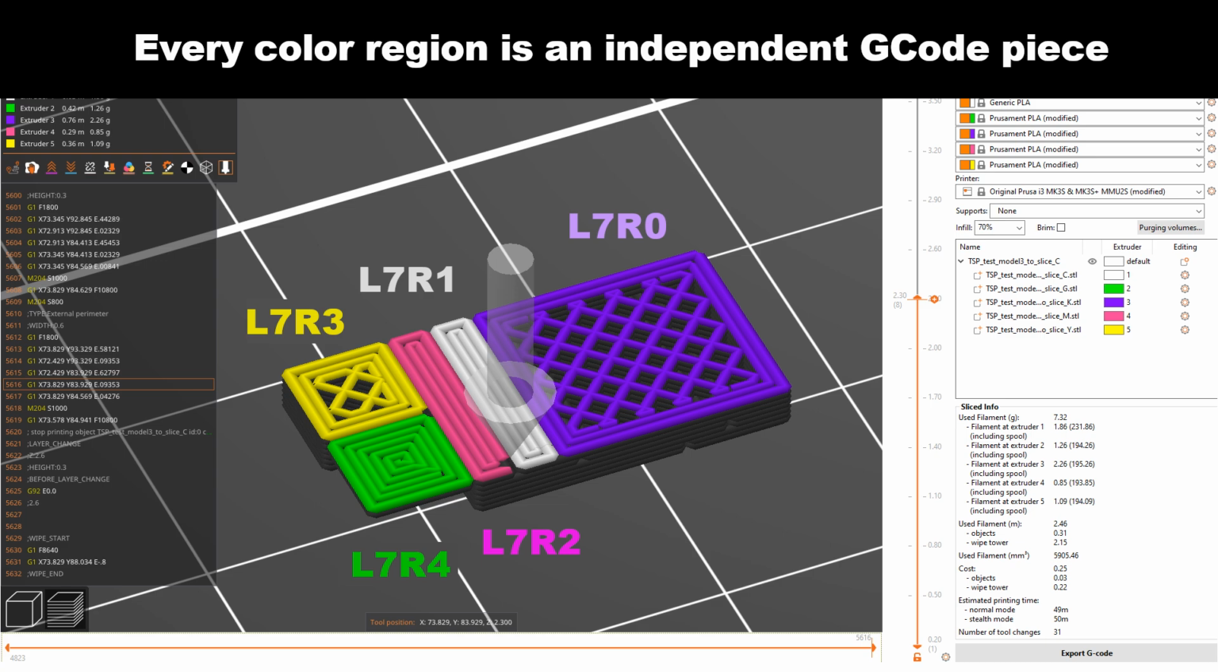In other words, can we consider the model not as a set of layers, but as a set of individual color regions, and try to fabricate a part by traversing all these regions with minimal color changes, similar to minimizing distance when planning a route in the famous traveling salesman algorithm?